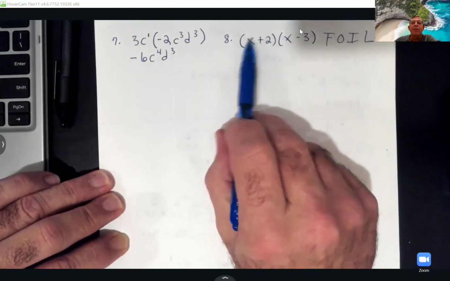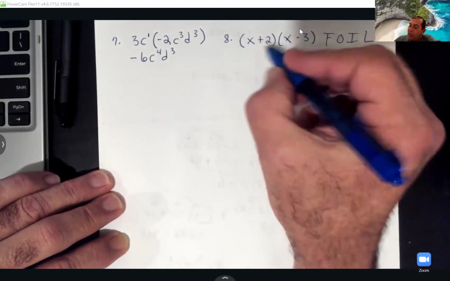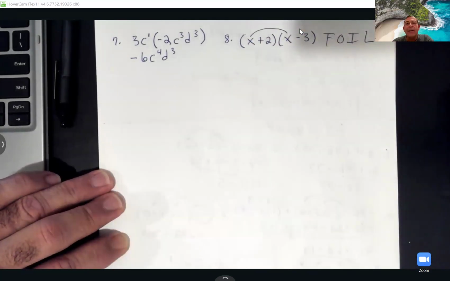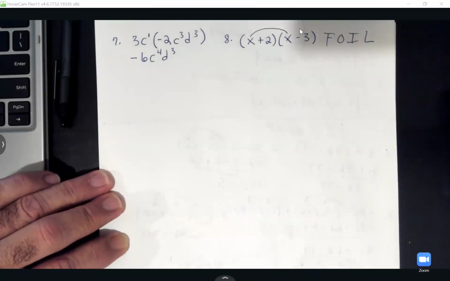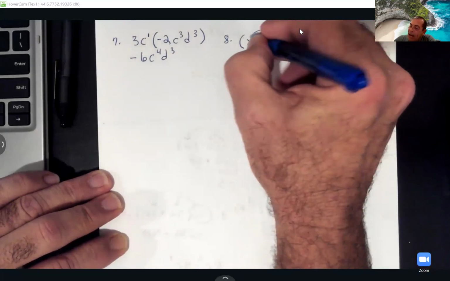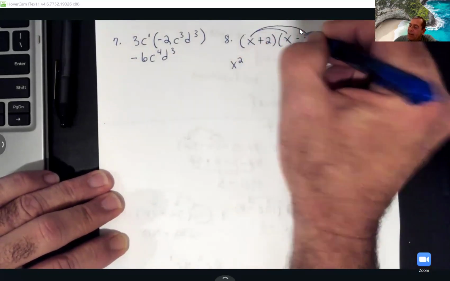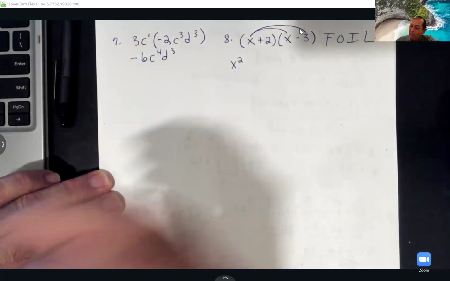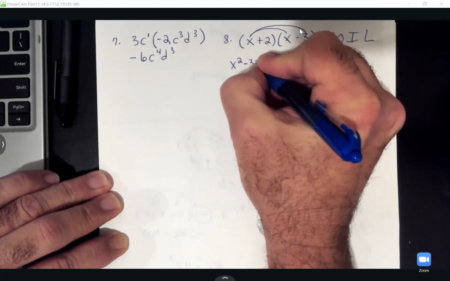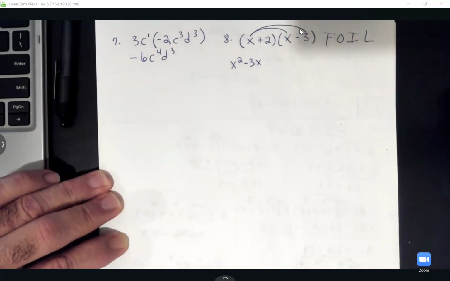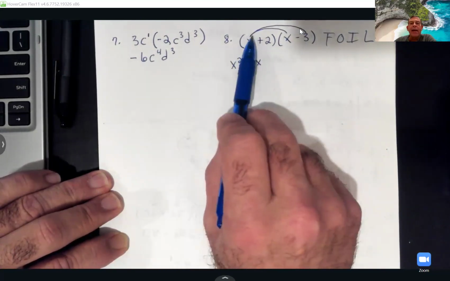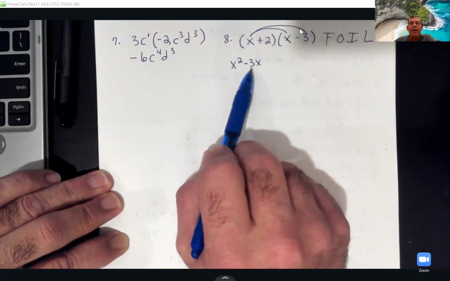So the F is the first one in each parentheses. So I would take this x times x. So x times x, what are you getting? x squared. All right, so I got an x squared. Outer is the outermost. This x times that -3. And that'd be negative what? 3x. So x times x gave me x squared. x times -3 gave me -3x.